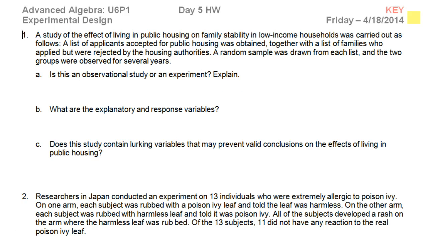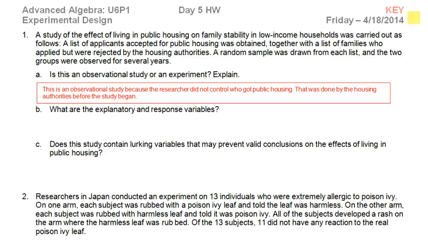Explain. When you're asking whether it's an experiment or an observational study, you should ask yourself: did the researcher control who went into what group, or was that set by other factors? In this case, the researcher only compiled these lists. The researcher did not decide that these people are going to get housing and these people won't. That was carried out by the housing authorities. So since the researcher did not control who went into what group, this is an observational study.